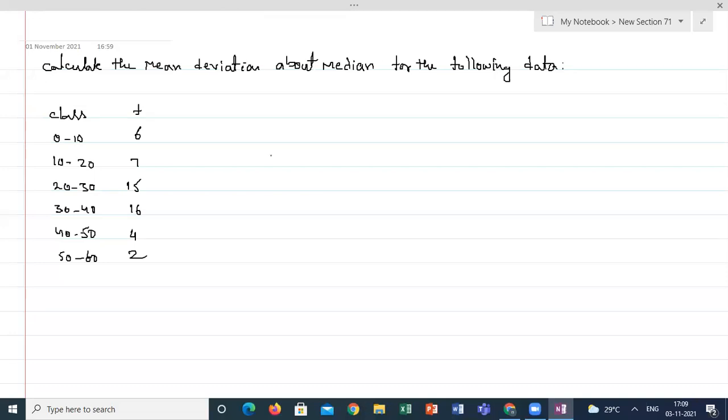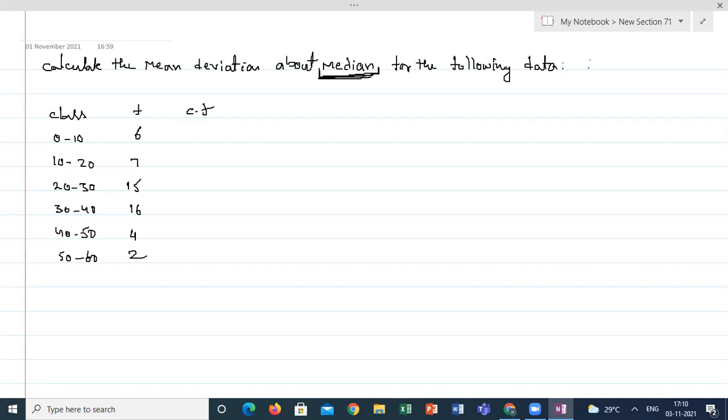So what is the first step to calculate the median? You have to calculate the cumulative frequency. Anyone can give the cumulative frequency values? Sir, it's mentioned in the question that you have to find mean deviation, not median deviation. Mean deviation about median, with respect to median.